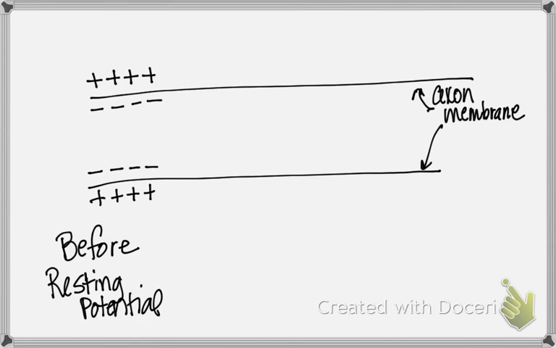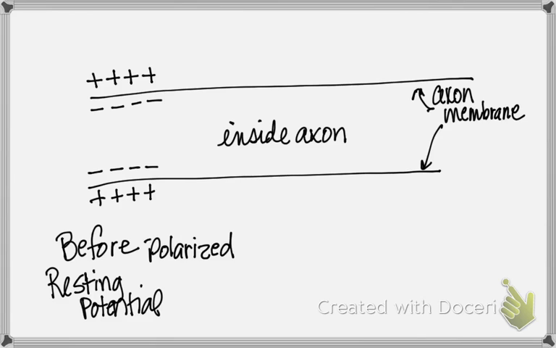We call this a polarized membrane, because there's a positive side and a negative side. This is the inside of the axon, and so you can obviously tell that the outside of the axon is on the other side of the line.